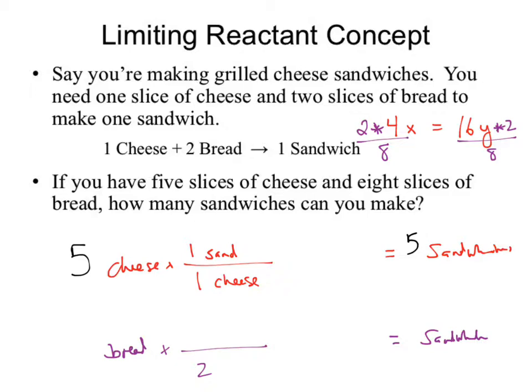You added an extra conversion. Why did you add the extra conversion? Oh, because there was bread. Are bread and cheese the same thing? No. Can I convert both bread and cheese to sandwiches at the same time? No. Which means, what do I need?